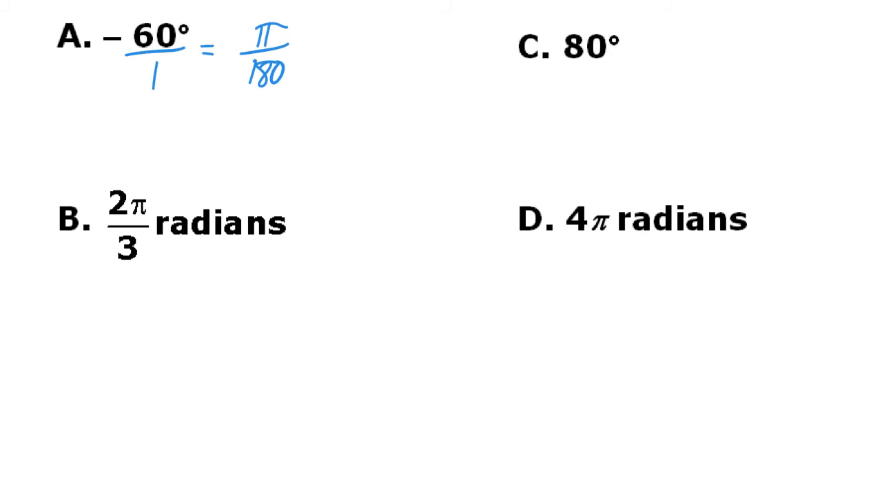There's two ways of doing this. We can cancel them in place, or we can just multiply across. Let's multiply across initially here. So this would be negative 60 times pi, which is negative 60 pi, and 1 times 180, which is 180. And once we get here, we just reduce our values. The zeros cancel. 6 over 18 is 1/3, so this ends up being negative 1/3 pi.